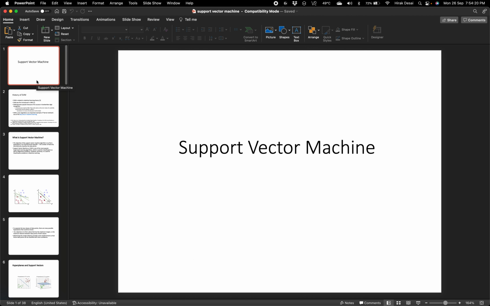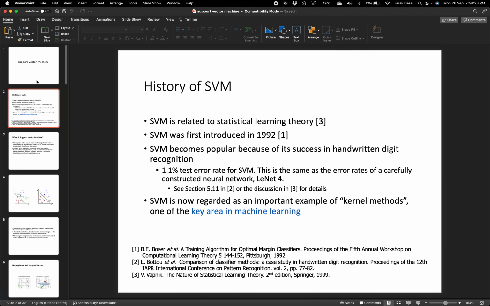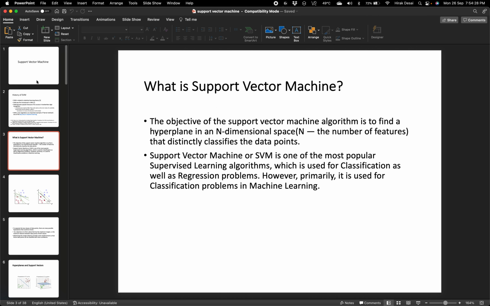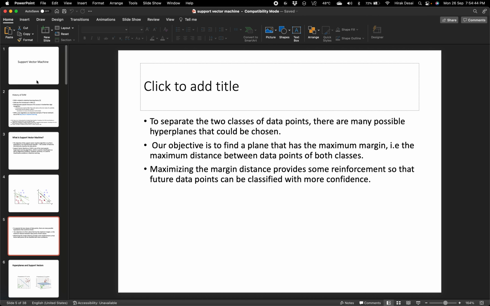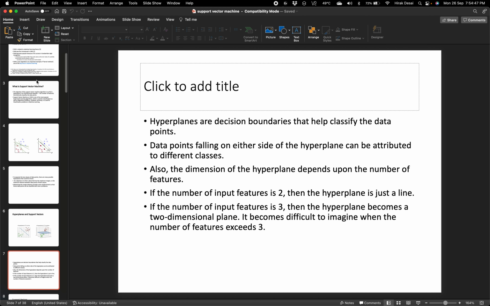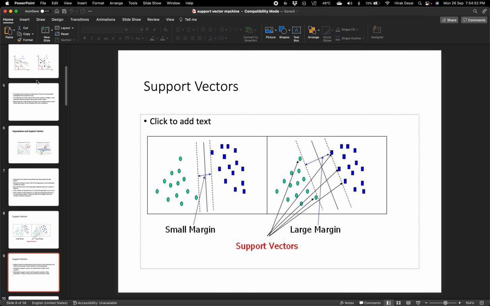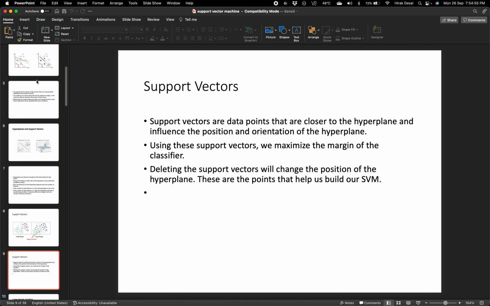Let's go through it quickly from the top. Support vector machine history was covered, 1.1% test rate used for handwritten digit recognition. What is support vector machine? Support vector machine algorithm is basically to find a hyperplane in n-dimensional space, used for classification as well as regression problems, but mainly for classification. Okay. What is a hyperplane? Hyperplanes are decision boundaries that help classify the data points. What are support vectors? Support vectors are data points that are closer to the hyperplane and influence the position and orientation of the hyperplane.